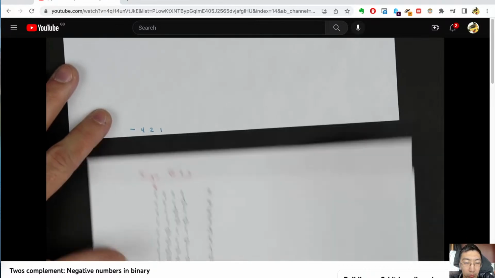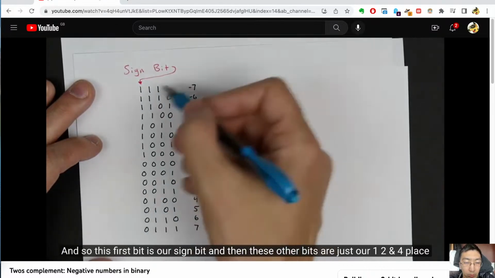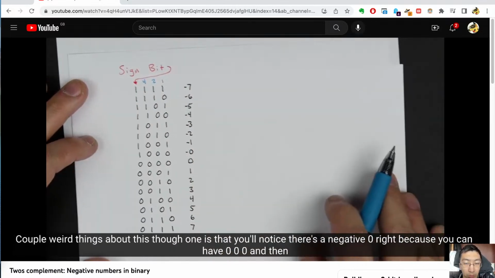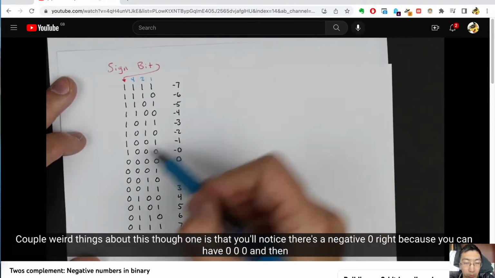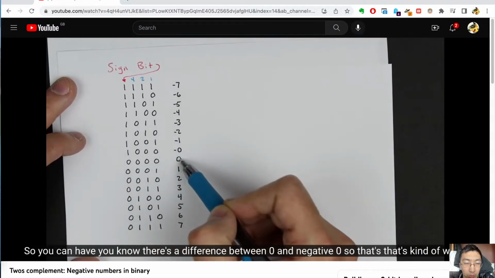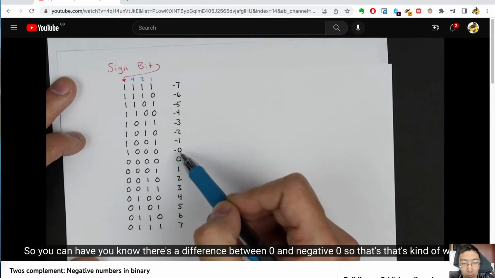So this is our sign bit. This first bit is our sign bit, and then these other bits are just our 1, 2, and 4 place. Simple enough. A couple weird things about this, though. One is that you notice there's a negative 0, right? Because you can have 0, 0, 0, and then it can either be a 0 in the sign bit place or a 1 in the sign bit place. So there's a difference between 0 and negative 0. So that's kind of weird.